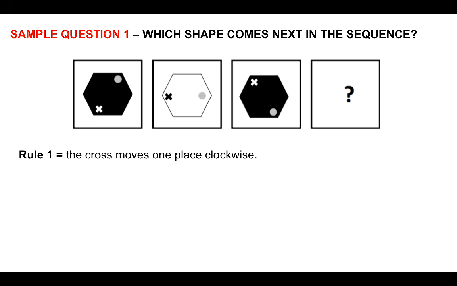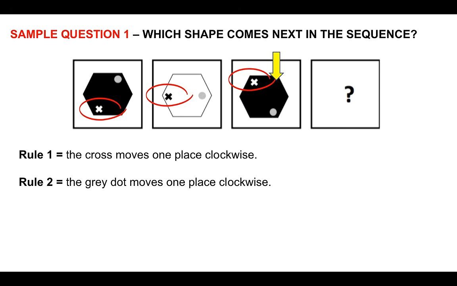So if you notice, rule 1, the cross moves one place clockwise. So that's the cross there. Now, on the next shape, it moves one place clockwise, which is obviously to the right, as the way a clock would go, and it moves there. And it also alternates from white to black to white as it moves round. So we are looking for, in the question mark one, the next shape for the cross to be there.